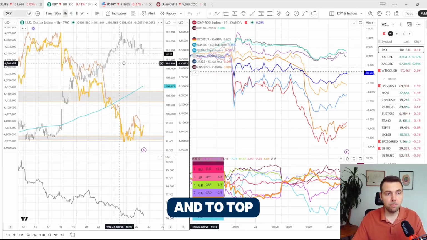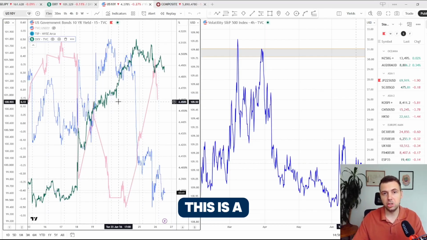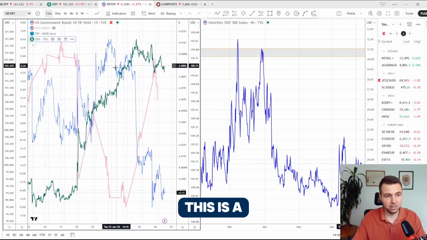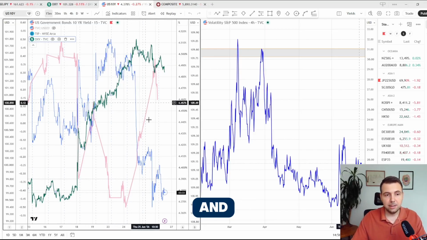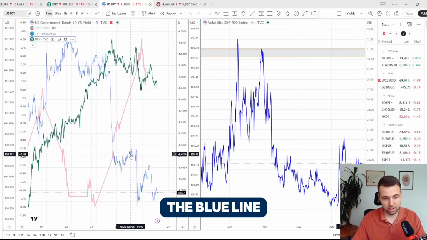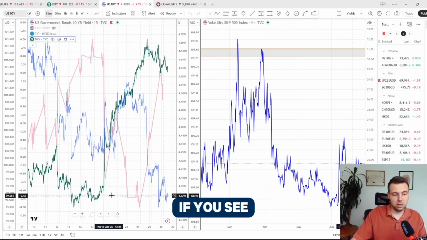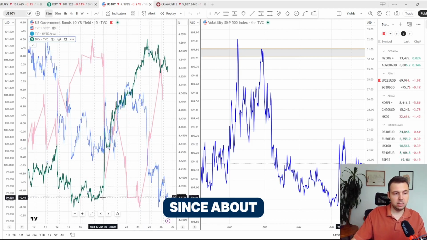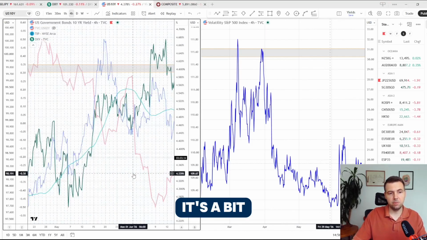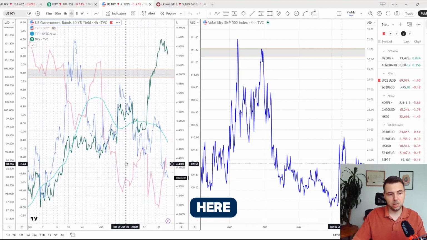And to top it off, if we look at yields, so this is on the left, this is a yield chart. So the dollar is obviously dark green. This is the DXY index. And the 10-year US bonds is the blue line. So if you see, since about, let's step to the 4-hour time frame. It's a bit messy here because I'm also tracking the inflation protected bonds here.